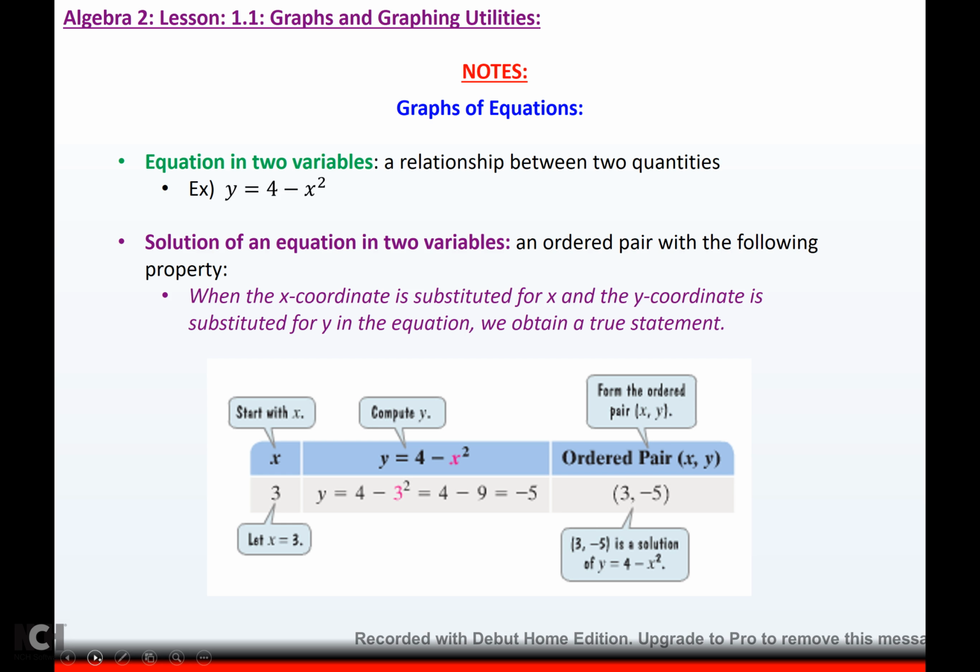If you have an equation in 2 variables, they're talking about a relationship between 2 separate quantities. Okay, the solution of an equation in 2 variables is an ordered pair with the following property. When the x-coordinate is substituted for x and the y-coordinate is substituted for y in the equation, we obtain a true statement. 3, negative 5 is a solution because if I change x to 3 and y to negative 5, I get a true statement. Does negative 5 equal 4 minus 9? 4 minus 9 would be negative 5. Negative 5 equals negative 5. It is a true statement.